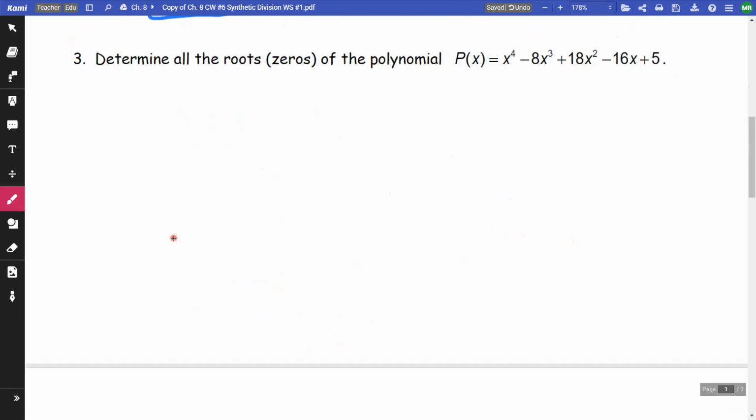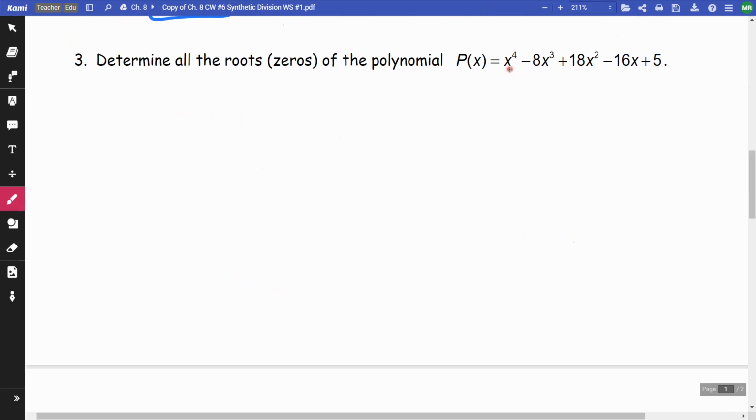On number 3, this time I have a degree 4 polynomial. So I'm going to have 4 solutions. So what's going to happen with this is I'm going to have to do synthetic division twice. Once to take the 4 down to a 3, and then I'm going to take that 3 down to a 2, which would be a quadratic that I can solve just by factoring or quadratic formula or completing the square.